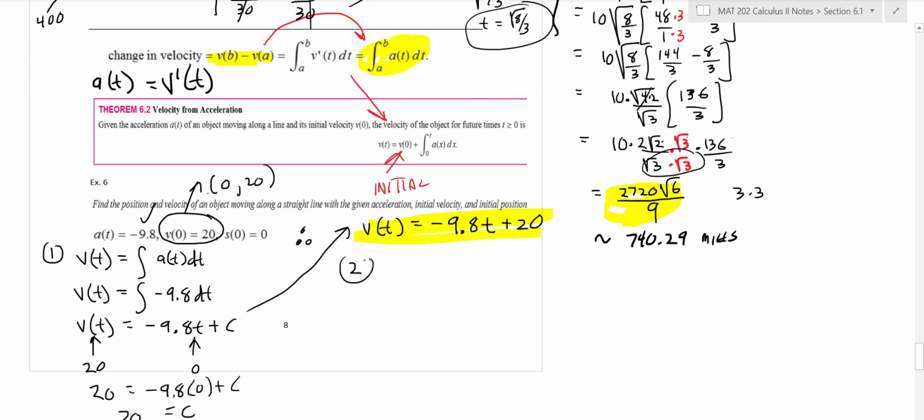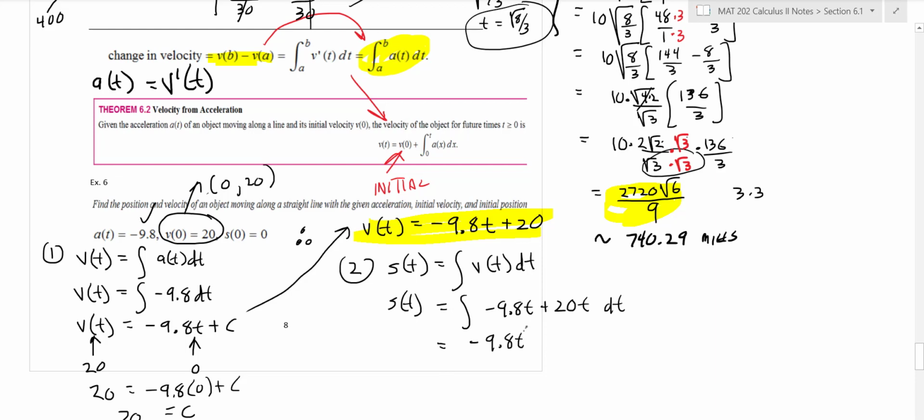Second thing we're going to do is find S of t. So S of t, we know, is the integral of the velocity, which we have that function. So S of t is going to be the integral of negative 9.8t plus 20 dt. Okay, so we do that. That will be negative 9.8t squared over 2, plus, hold on, I made a mistake there. That's 20. A little sloppy there. So that would be 20t plus C.